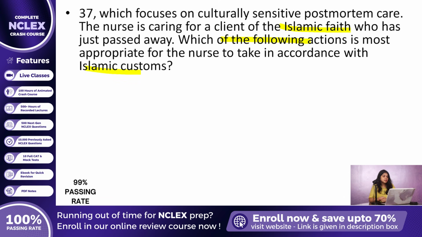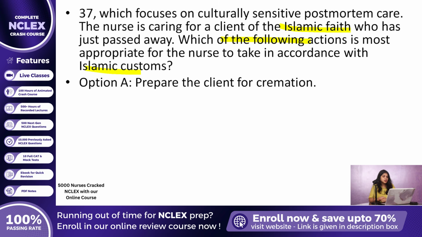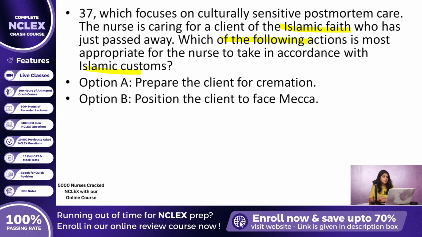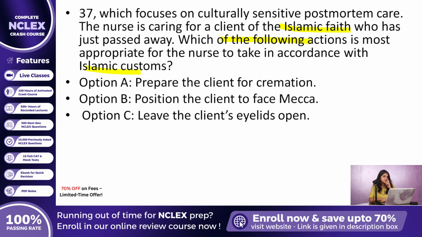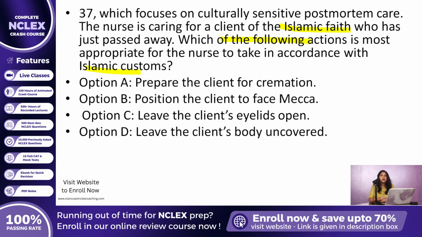Option A, prepare the client for cremation. Option B, position the client to face Mecca. Option C, leave the client's eyelids open. Option D, leave the client's body uncovered. The correct answer is option B, position the client to face Mecca. Here is why this is the most respectful and appropriate choice.